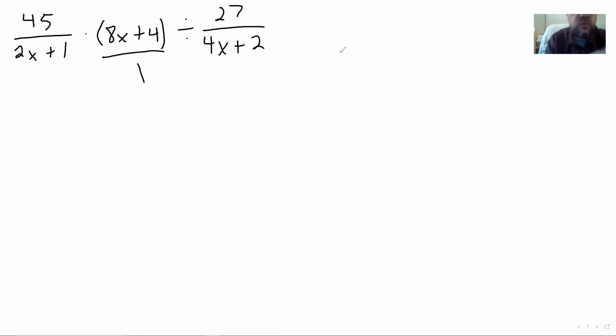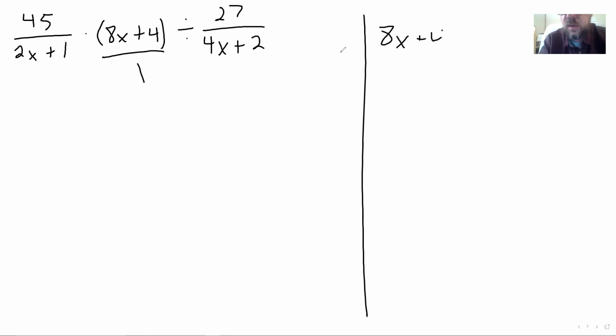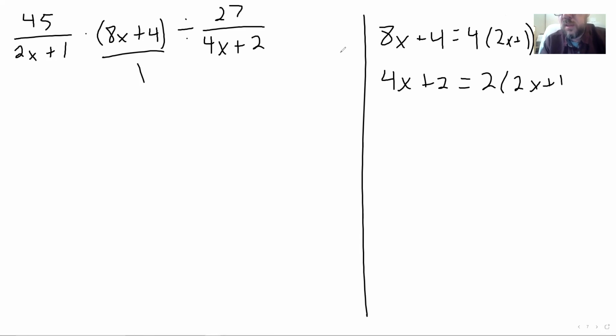Now, the factoring here is so easy that I don't even really need to bother having another screen right here. I'll still do this. But 2x plus 1 can't be factored. 8x plus 4, I guess that can be factored, right? So 8x plus 4 is 4 times 2x plus 1. And then the 4x plus 2 is 2 times 2x plus 1. And then everything else is a number, or 2x plus 1. So I'm just going to rewrite this.